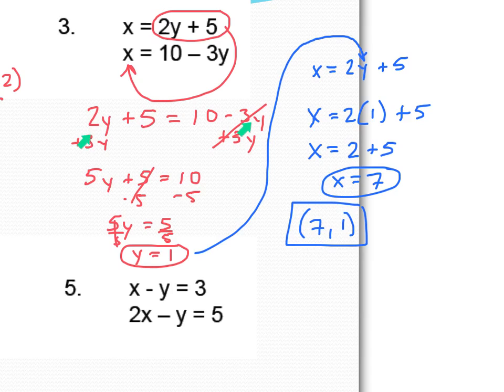This one is a little different. I have y's on both sides of the equation. I need to get them on one side. So I added 3y over here to get 5y plus 5 equals 10.